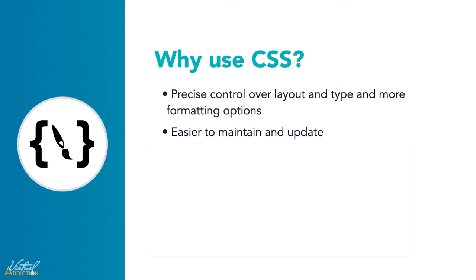Let's say you have a website that is 35 pages and your boss tells you to change the colors of all the headings throughout the website. You would basically need to open every page and make a change. With CSS, you go to the style sheet, you make one change, and bam, the entire site has been updated.